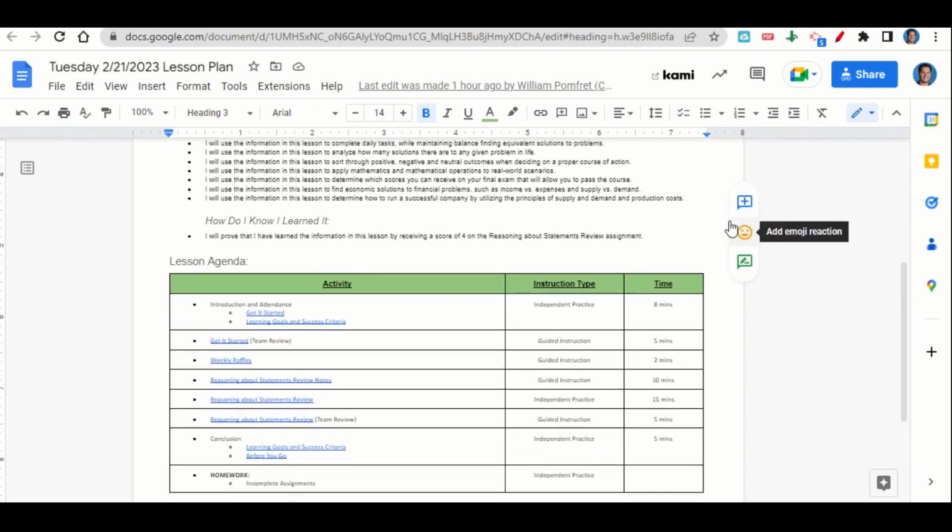Now let's take a look at our agenda for today. We will begin by going over the learning goals and success criteria. While we do that, you'll fill out your Get It Started. Once you've completed your Get It Started, we'll go over it together and answer any questions that you may have. Next, we'll do our weekly raffles.